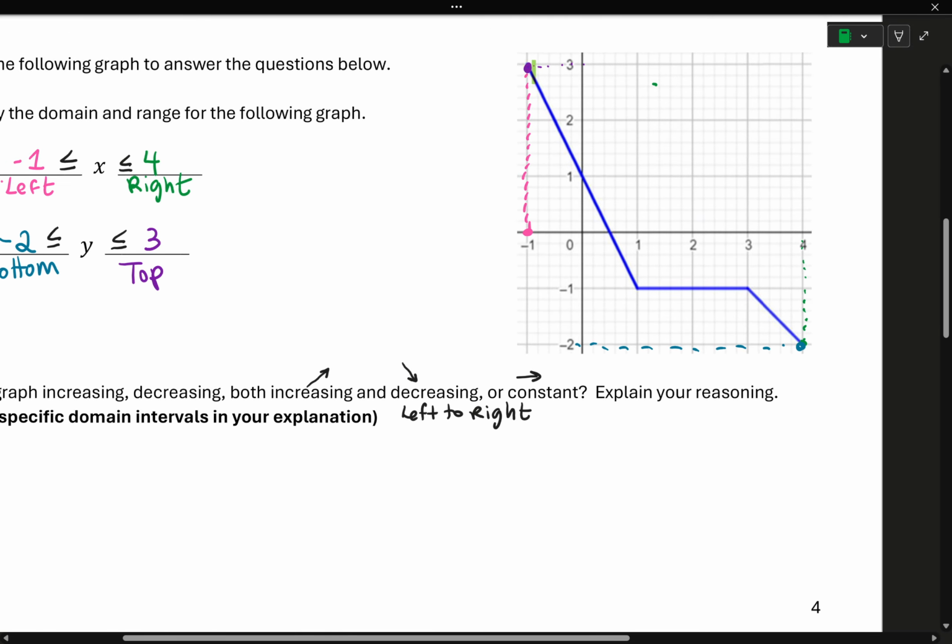I see 3 intervals, meaning 3 times where we change direction. And this is what I mean. I'm starting on the very left, and if I go from left to right, it looks like my pen is going down. So it's decreasing. Then it looks like my pen is going flat for a while. That's constant. And then looks like I'm decreasing once more.